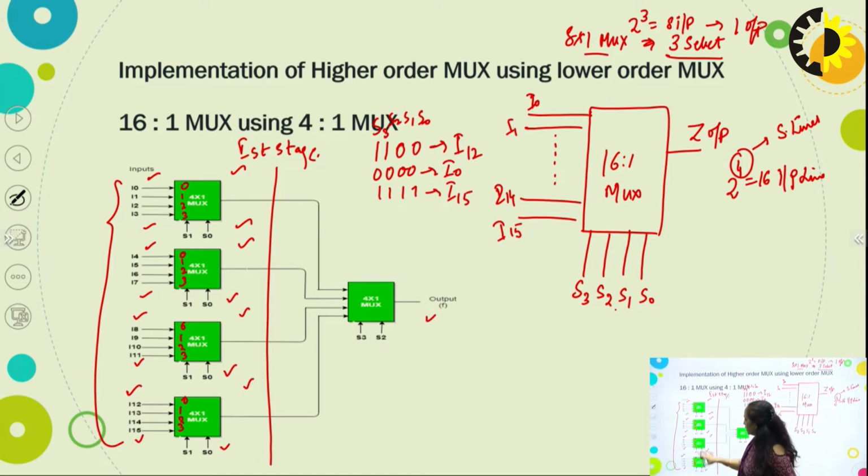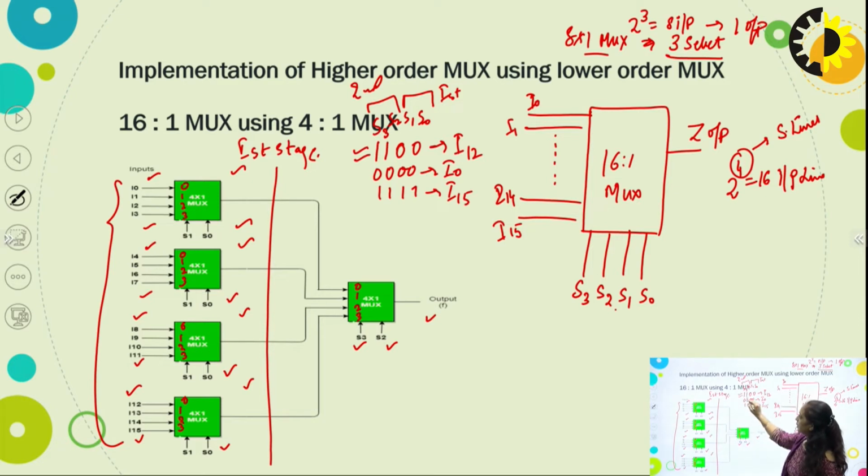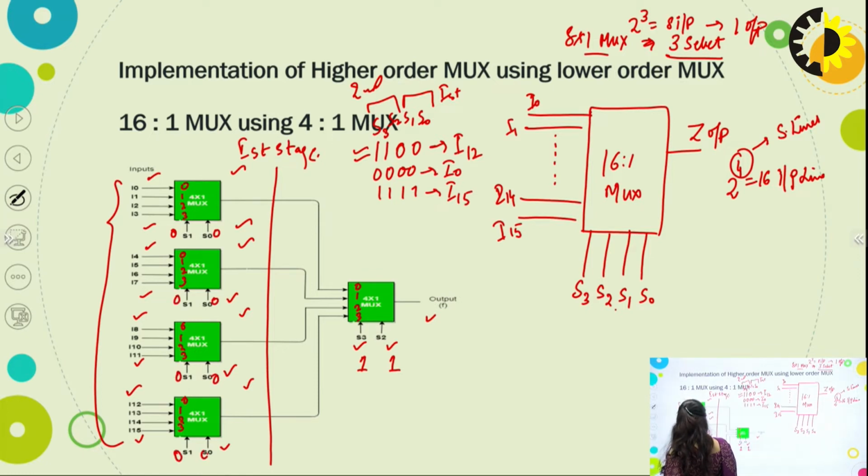Let us start from this stage, and in the next stage we have 4 outputs from the first stage. All these 4 outputs will be connected as inputs to the next stage. In the next stage we are going to connect the rest of the selection lines. These two I have used in the first stage. Next, S3, S2 will be used at the second stage. Let us check this example: S3 is equal to 1, S2 is equal to 1. Here we have 0 0. These values are S1 is equal to 0, S0 is 0.